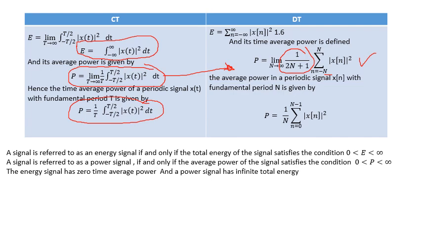Okay, then the third one is the case when we have a periodic discrete time signal. For the case of a periodic discrete time signal, we sum it over one interval and we scale it by 1 by N, which is the period. So it's exactly similar to what we have for the continuous time case.